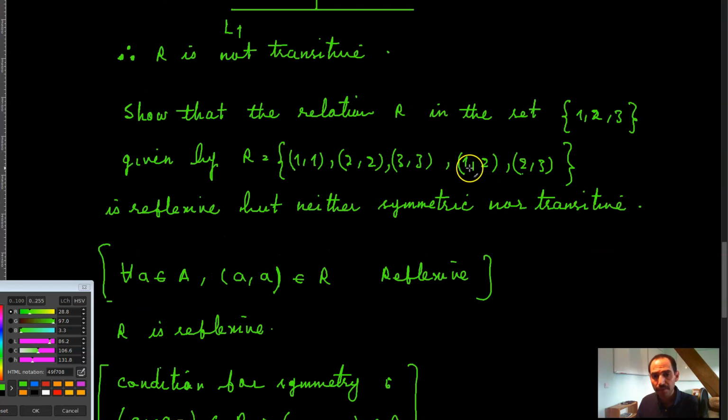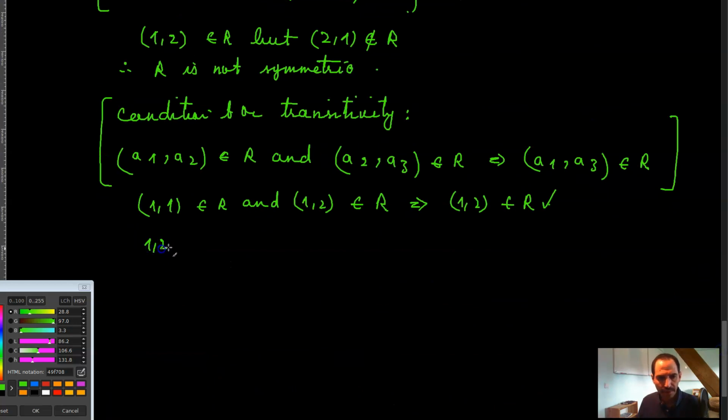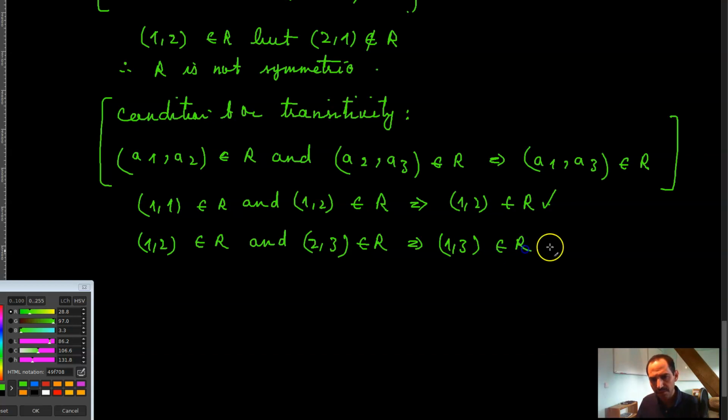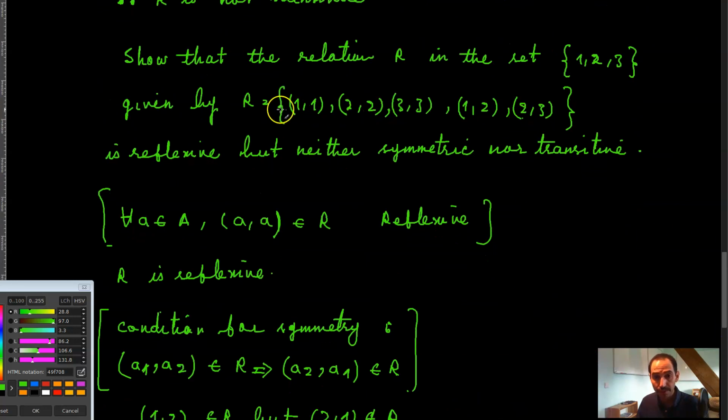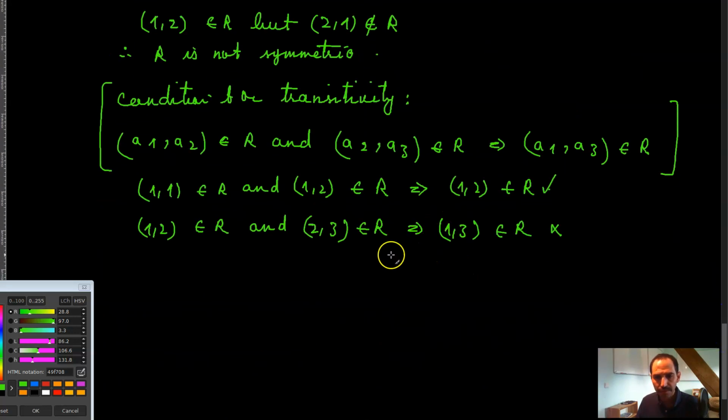And you have (1, 2) and (2, 3). (1, 2) belongs to R, and (2, 3) belongs to R. That has to imply that (1, 3) belongs to R, which is not the case. (1, 3) does not belong to R, and therefore you can say that R is not transitive.